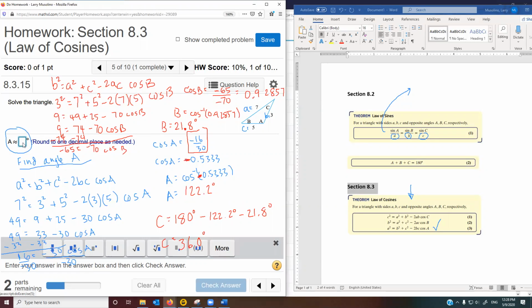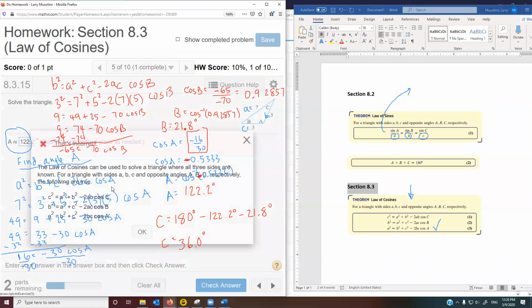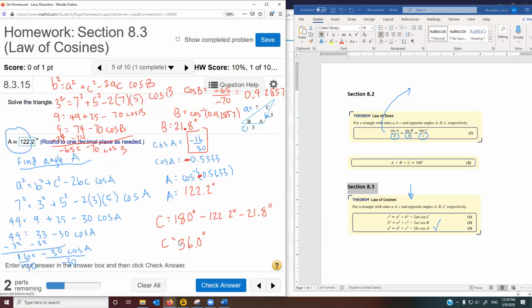So angle A we figured out was 122.2 degrees. Angle B, whoops, let me double check. Folks, let me go back and just double check my calculations here.